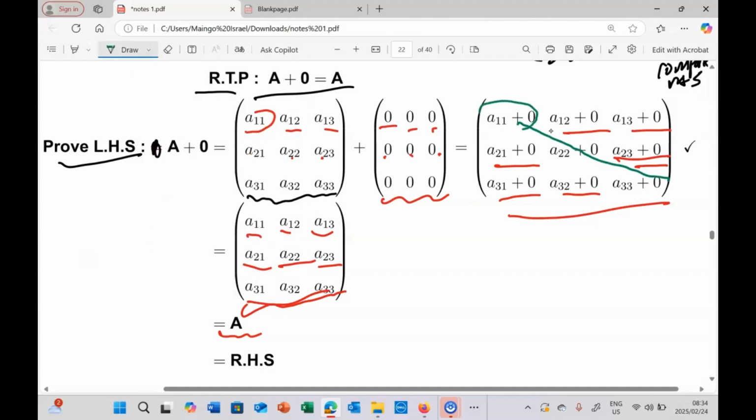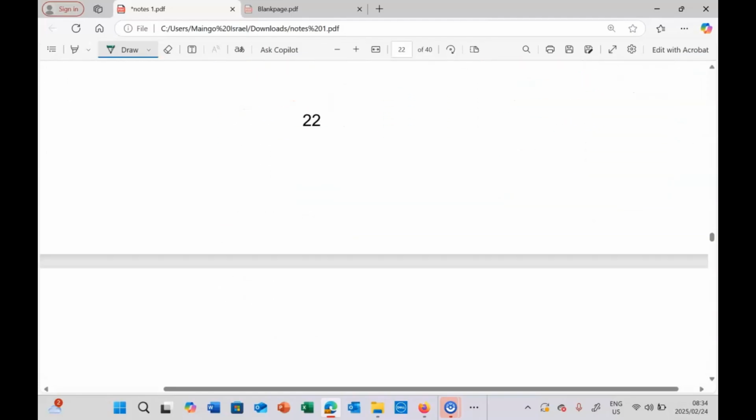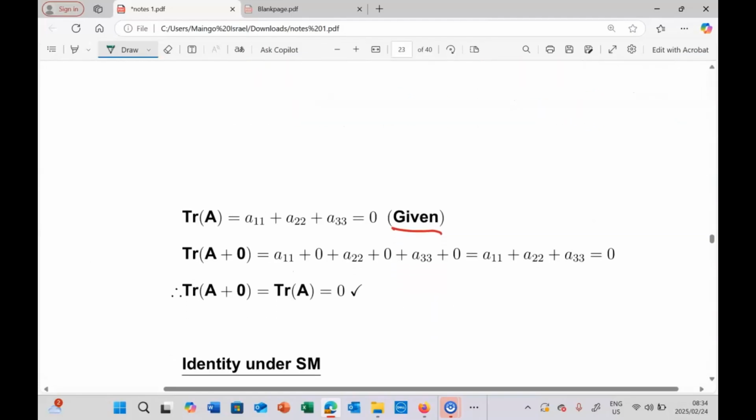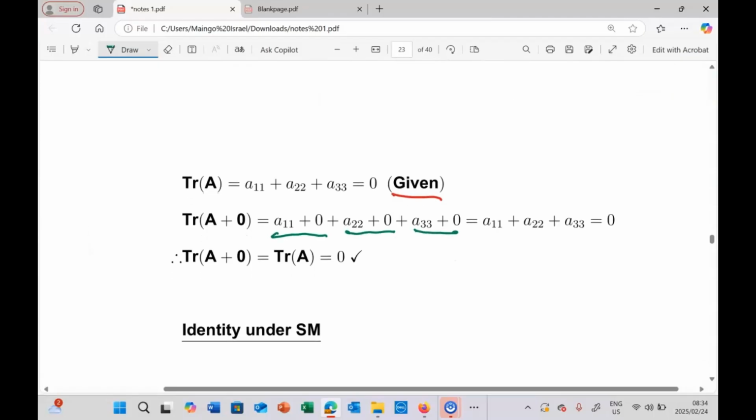We're adding these diagonal elements, which is a11 plus 0, a22 plus 0, and a33 plus 0. So we're adding those diagonal elements. But 0 plus 0 plus 0 remains as 0. This is just a11 plus 0, which is just a11, a22 plus 0 is a22, a33 plus 0 is still a33.